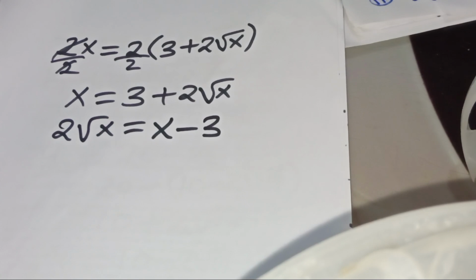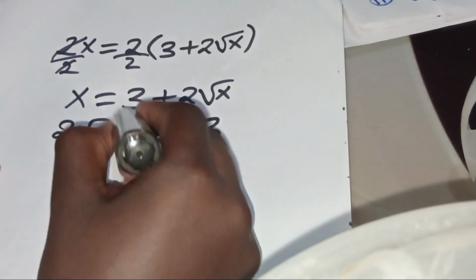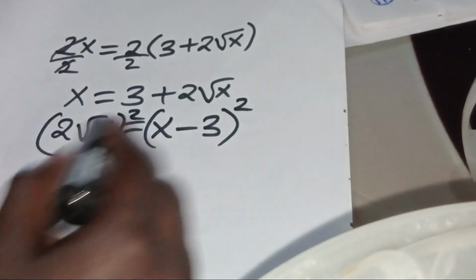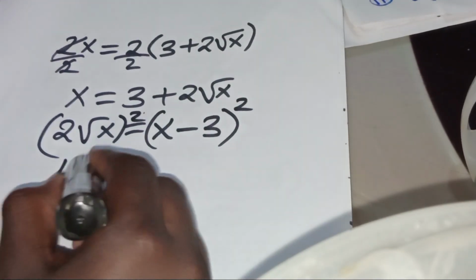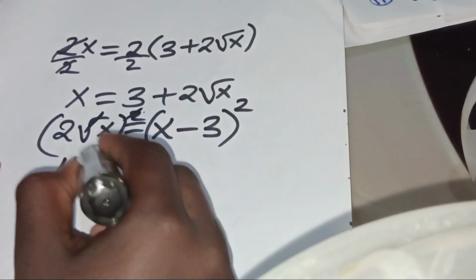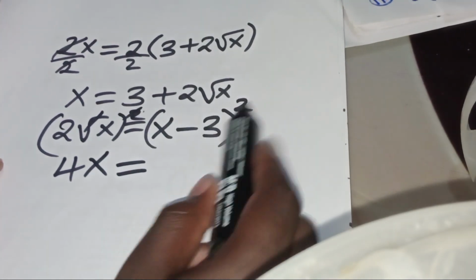So we have 2 square root of x equal to x minus 3. So let's square both sides. Here, 2 squared is actually 4, then square root of x squared is x. So you have 4x equal to x minus 3 to the power 2.